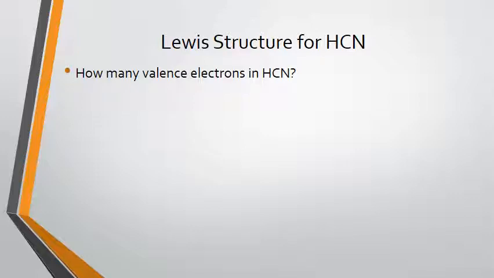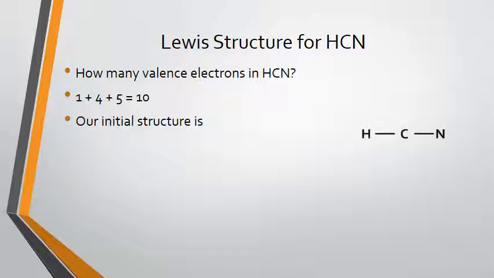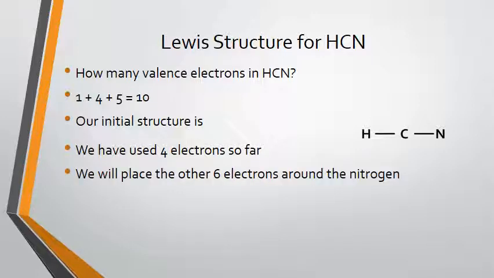Okay, final example. How many valence electrons? 1 for the hydrogen, 4 for the carbon, 5 for the nitrogen, gives me 10. Our initial structure, we'll put the carbon in the middle. When in doubt, put the least electronegative element, in this case carbon, in the middle. And a lot of times they will tell you which atom to put in the middle. We've used 4 electrons so far. We've got 6 more. So the rules say we'll put the other 6 around the outer atom, which is nitrogen.